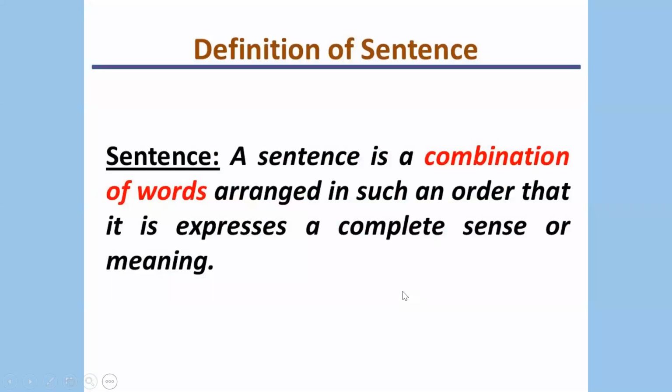So, a sentence is a combination of words arranged in such an order that it expresses a complete sense or meaning. So a sentence is a combination of words. Yes, she is a girl. She is a girl. We are taking these words together, arranging them, and it is expressing a complete meaning to us. So that is what a sentence is.